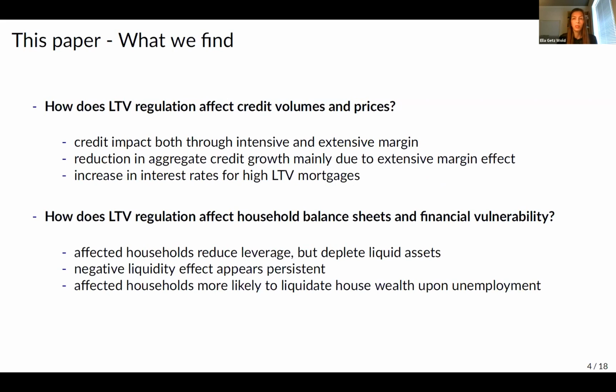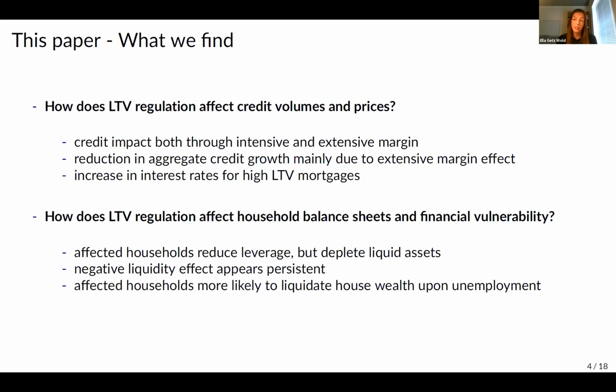So let me just briefly go through some of our main findings before I get more into the details. We find that credit is impacted both through the intensive and the extensive margin, but the reduction in aggregate credit growth is mainly due to an extensive margin effect. The reason being both that in our case, the extensive margin is larger, but also that the extensive margin is more effective in reducing aggregate credit growth, because then there's a new mortgage that is not taken up versus just the new mortgage having a slightly lower debt ratio.